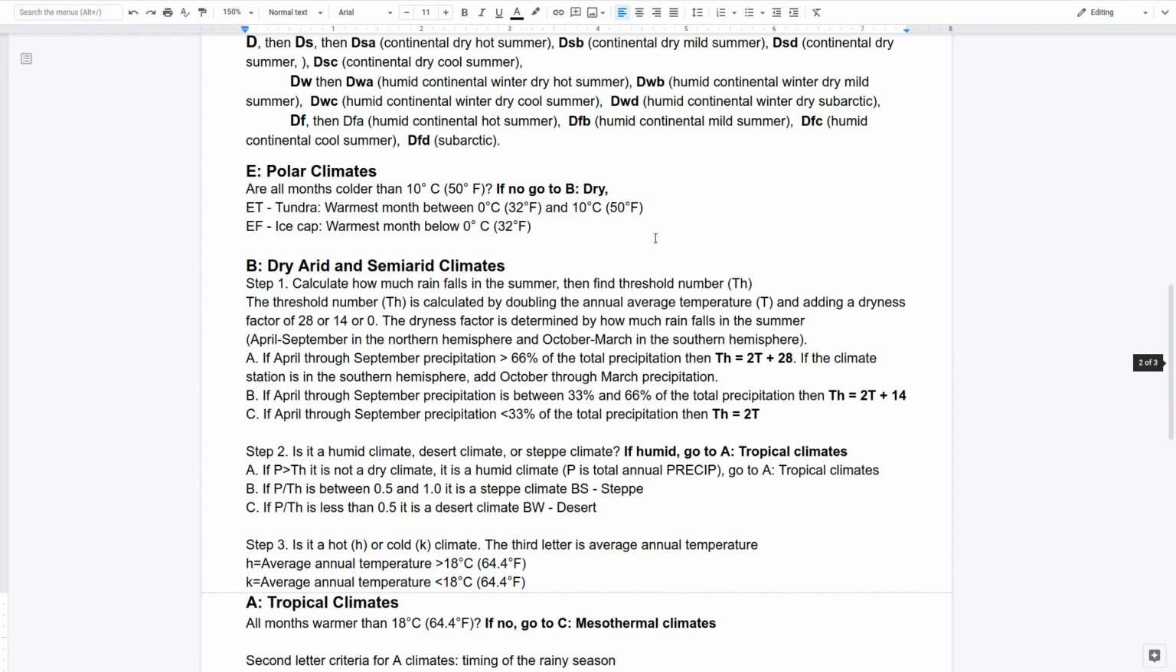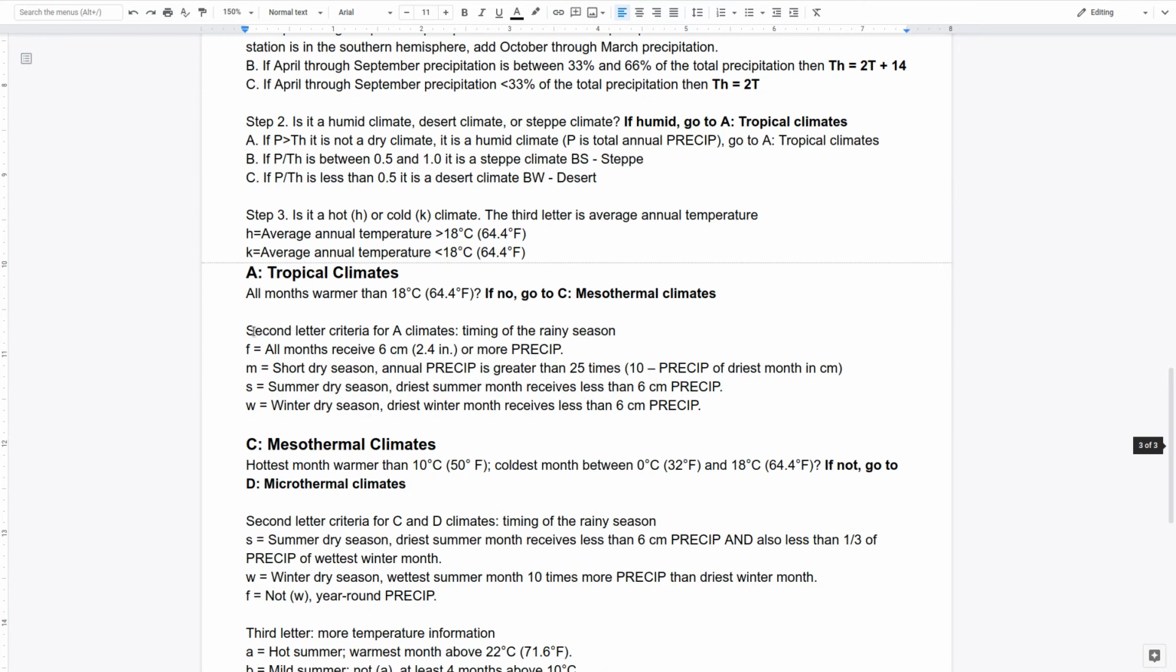And as we'll see when we do this, summer is either April through September in the northern hemisphere, or October through March in the southern hemisphere. Like I said, we'll get into that next month. But when we're talking about summer, summer's April through September in the northern hemisphere. So that's it for the tropical climates.